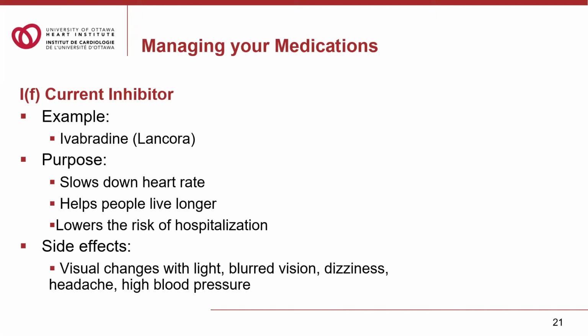So you do need to have a heart rate that is greater than 70 beats per minute. And you also need to be in a normal sinus rhythm, so you need to have a regular heartbeat. This medication is not necessarily appropriate for everyone. Common side effects are visual changes with light, blurred vision, dizziness, headache, and high blood pressure.